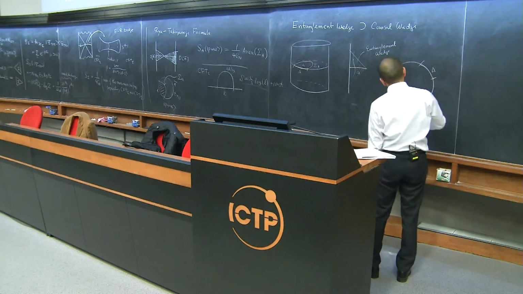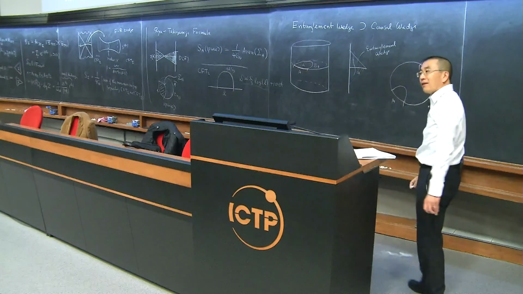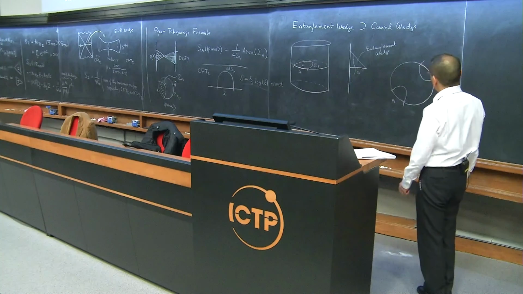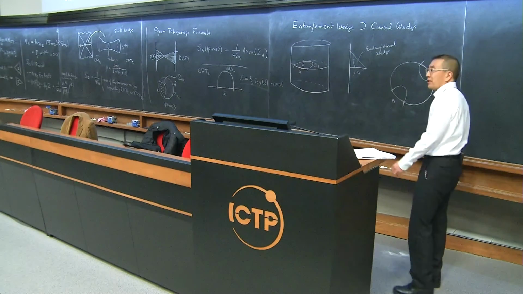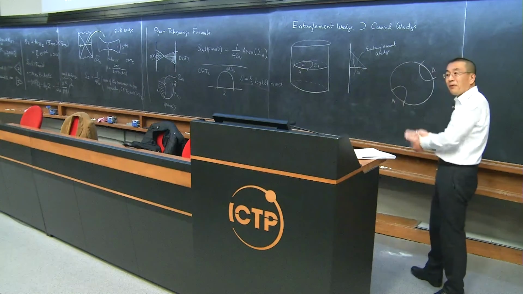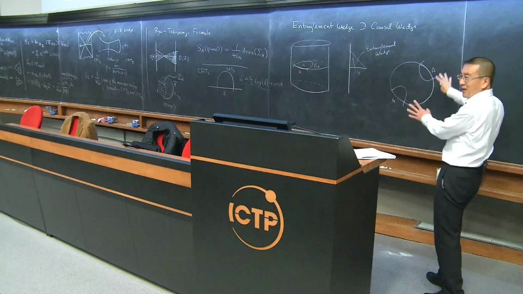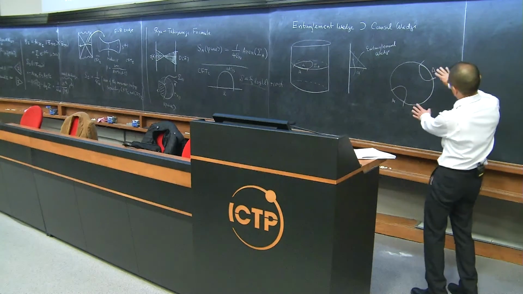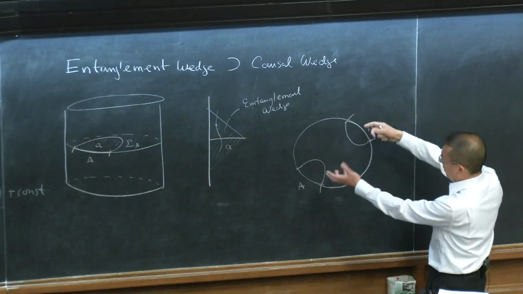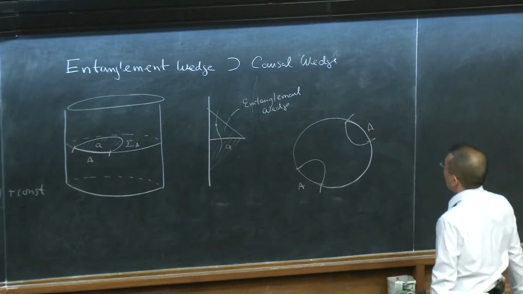If you have a situation like that, the Ryu-Takayanagi surface would go like that. The definition of Ryu-Takayanagi surface is that it's a minimal surface connecting the boundary of the region. But here you have two regions, so you have four boundaries. In this particular case the boundary is one-dimensional, but in a more general case, you have two boundaries. These are connected.